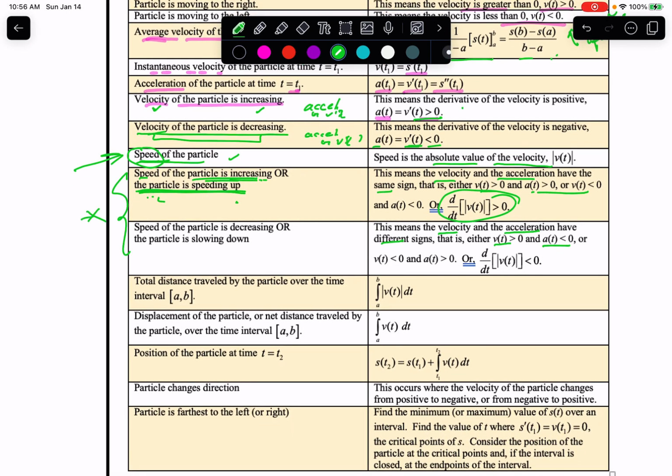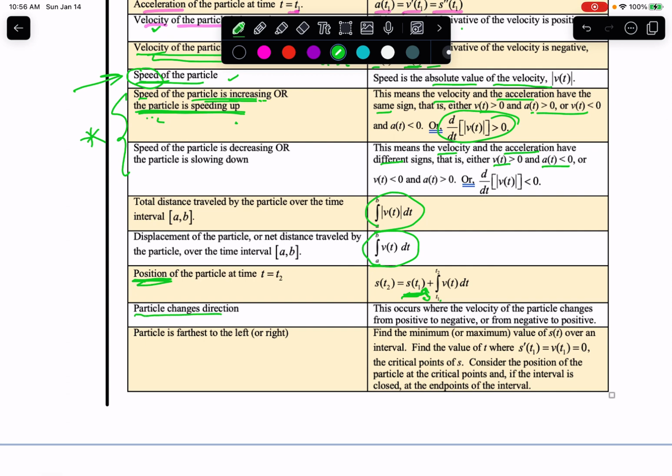So this is important. The total distance traveled by the particle over the time, we just went over that, and it uses the absolute value of the velocity. The displacement is just without the absolute value, just the integral of v of t. Position of the particle, here's the big one: position has to include your initial position. So s of t1 to t2, and remember, those two have to be the same thing. And the particle changes direction where the velocity changes from positive to negative, or negative to positive. So there's your justification.